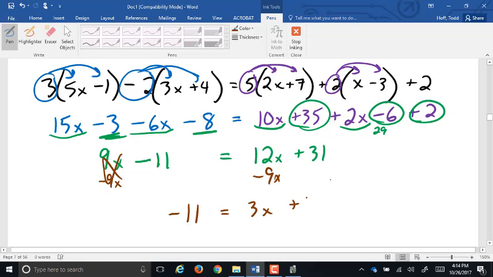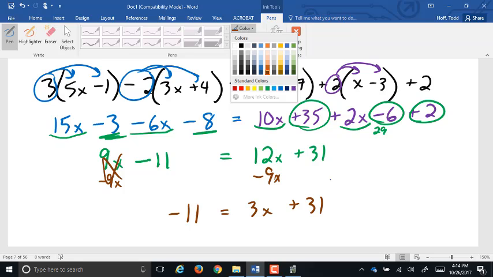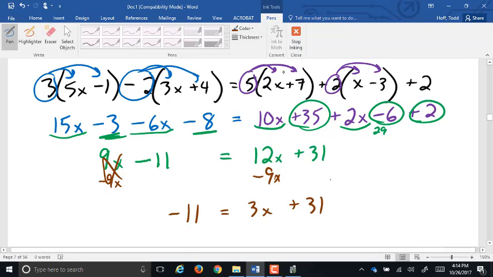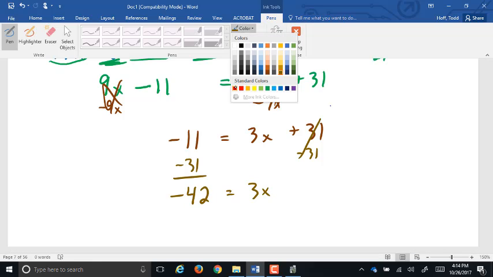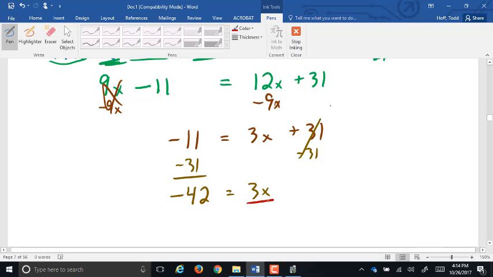3x plus 31. And then subtract 31. Negative 11 minus 31 is minus 42 equals 3x. And finally, divide by 3. Negative 42 divided by 3 is a negative 14. X is negative 14.